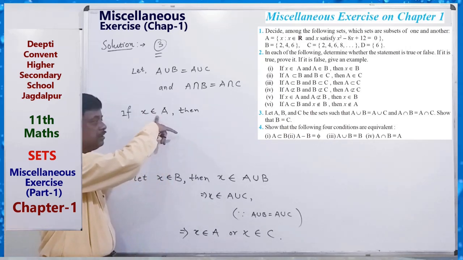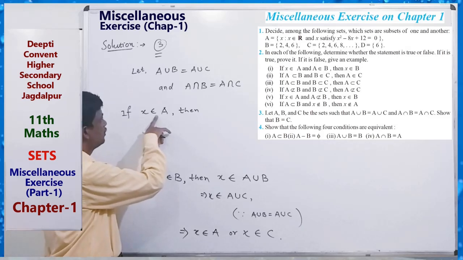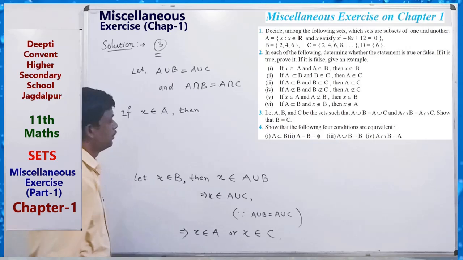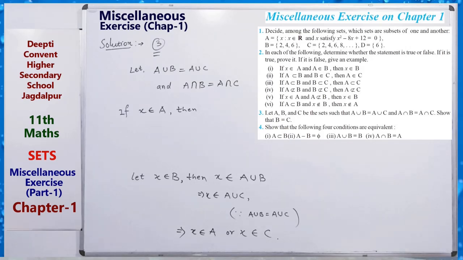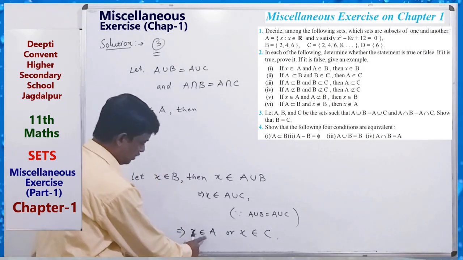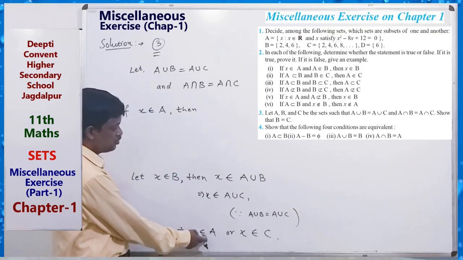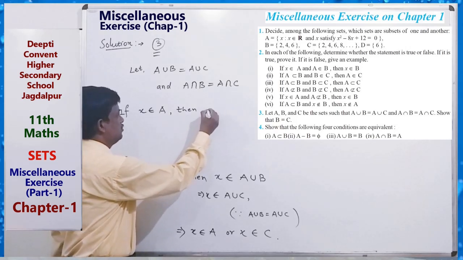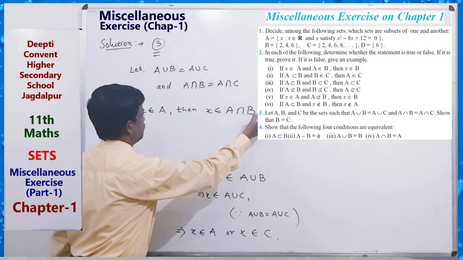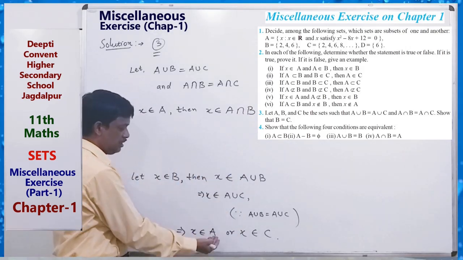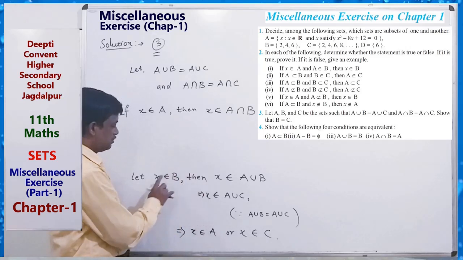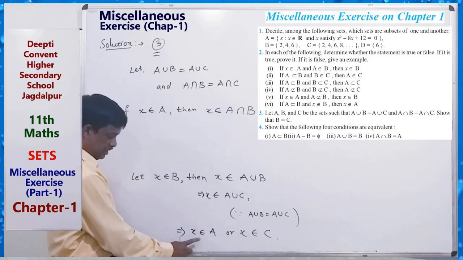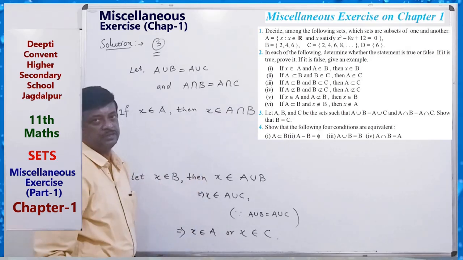If X belongs to A, then X belongs to B and X belongs to A, then X belongs to A intersection B, because X belongs to both B and A. Okay, we start from X belongs to B to get X belongs to A. So here if X belongs to A, then X belongs to A intersection B. Clear?